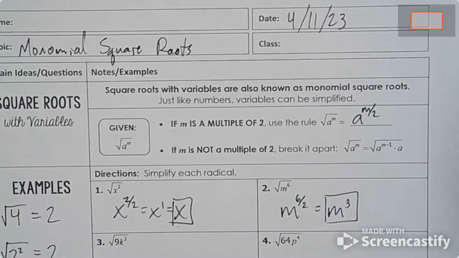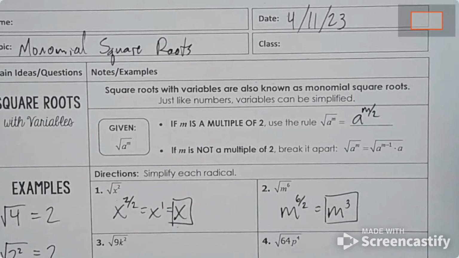So basically, we're reducing the exponent by half. That's essentially what's happening. If it's an even number, we reduce it by half. If it's an odd number, once we get to number 7, I'll show you what to do with that. But if your variable has an exponent that is an even number, just cut that even number in half, and then write your answer without the square root.